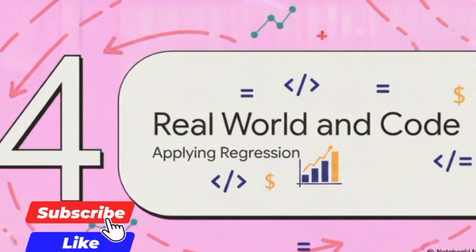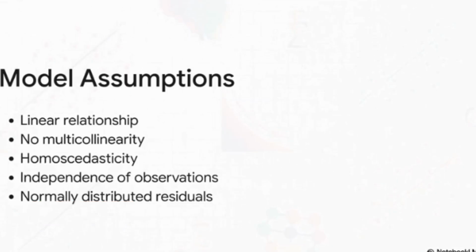Applying linear regression. Now, for the algorithm to perform at its absolutely best, statisticians rely on a few underlying assumptions. Don't let words like homoscedasticity scare you off. We're going to keep this super practical. First, it assumes there actually is a linear relationship between your inputs and outputs. I mean, you can't really fit a straight line to data that naturally moves in a wild squiggle, right?